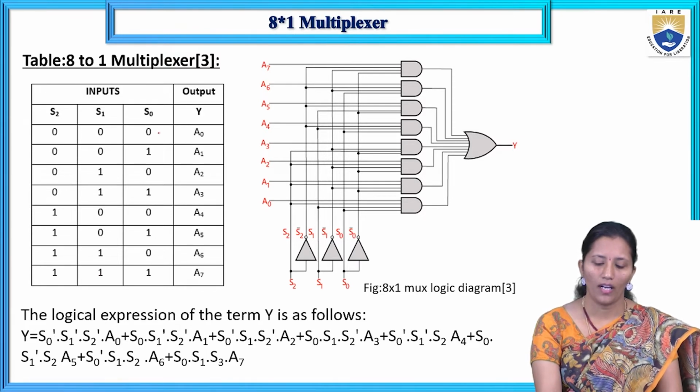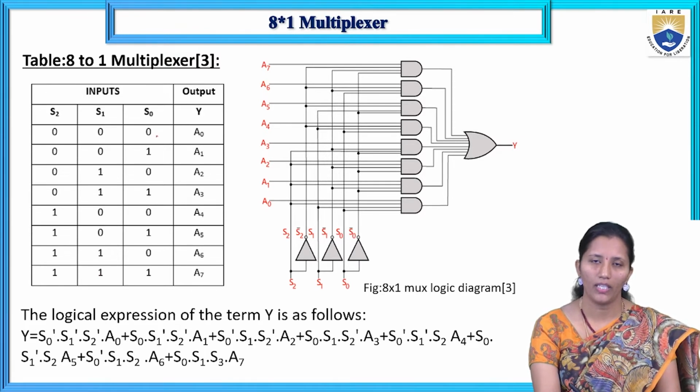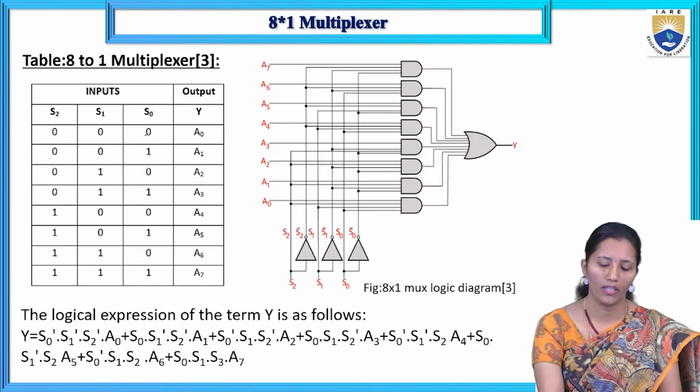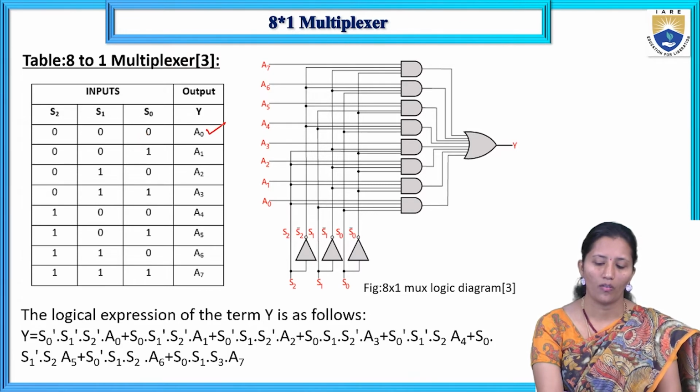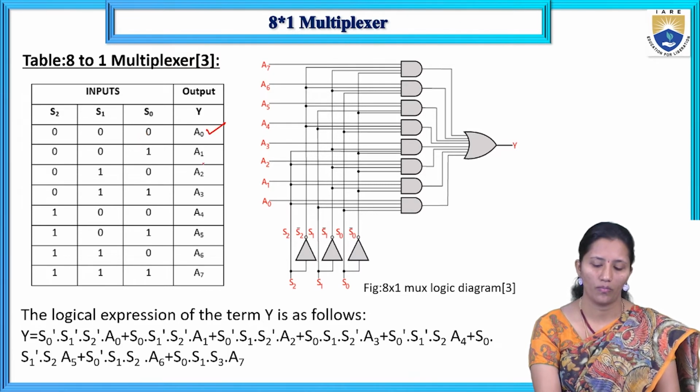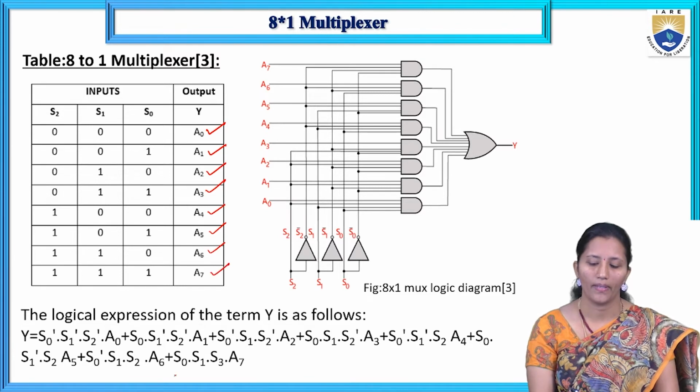According to the selection lines, any one of the inputs will be transmitted to the output. If the selection line inputs are 0, 0, 0, then A0 will be transmitted to the output. Whatever data is present in A0 will be transmitted. If it is 0, 0, 1, A1 will be transmitted; 0, 1, 0, A2; 0, 1, 1, A3; 1, 0, 0, A4; 1, 0, 1, A5; 1, 1, 0, A6; 1, 1, 1, A7.